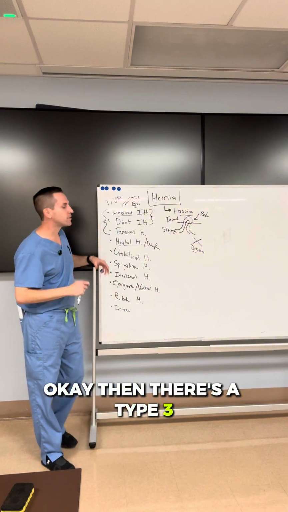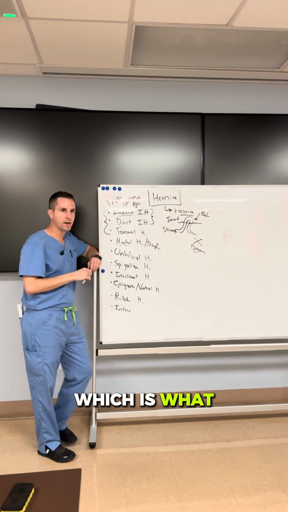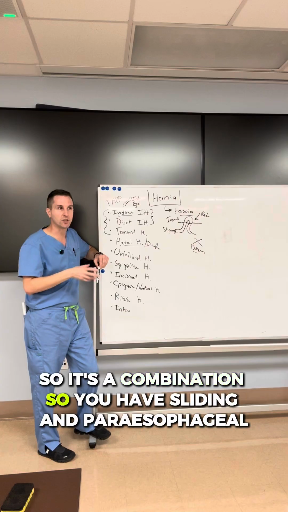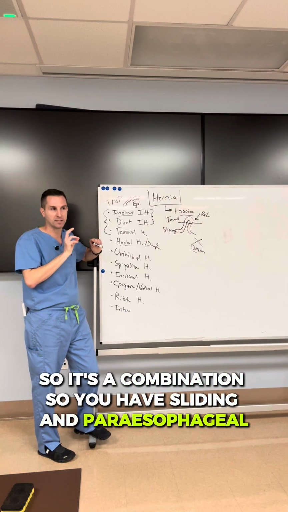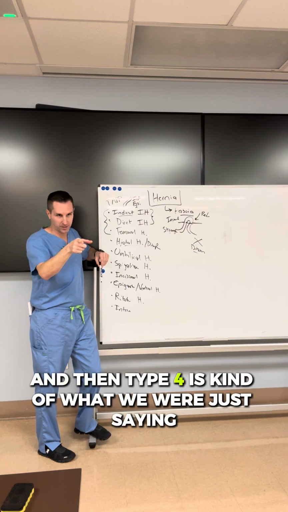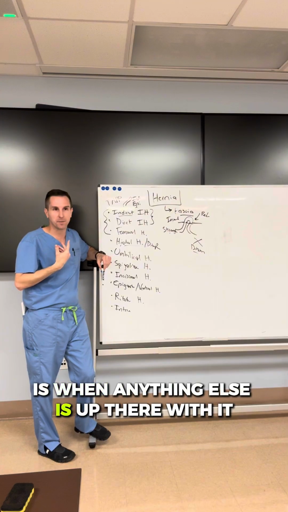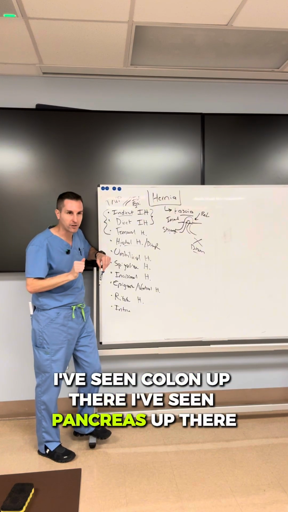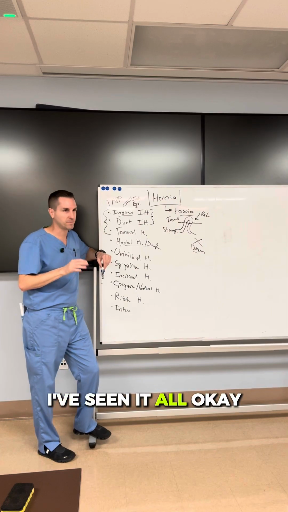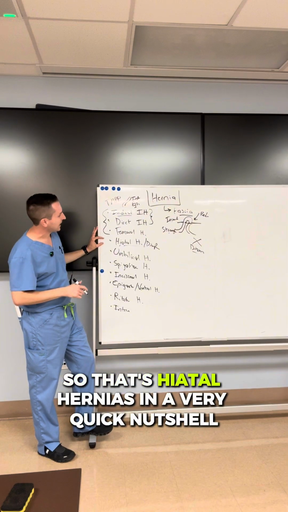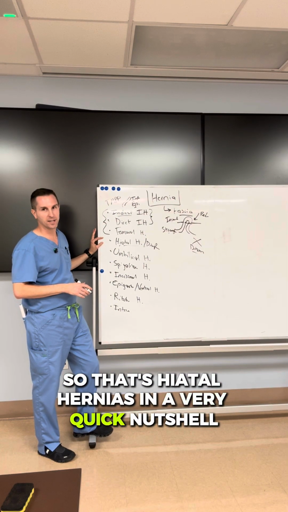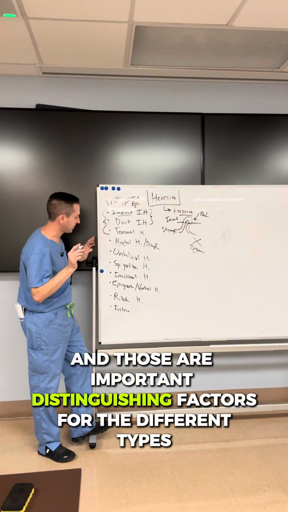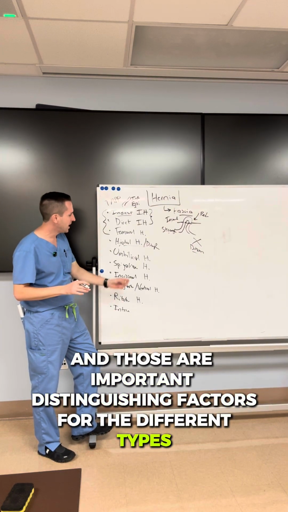Then there's a type 3, which is what? So it's a combination. So you have sliding and paraesophageal. And then type 4 is kind of what we were just saying, is when anything else is up there with it. I've seen everything up there. I've seen colon up there. I've seen pancreas up there. I've seen it all, okay? So that's hiatal hernias in a very quick nutshell. And those are important distinguishing factors for the different types.